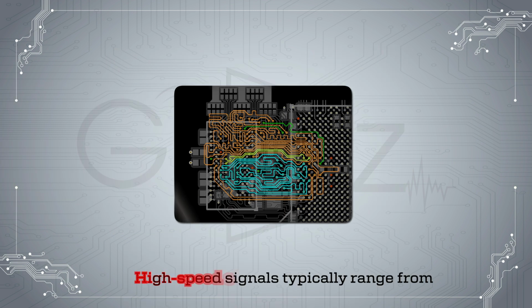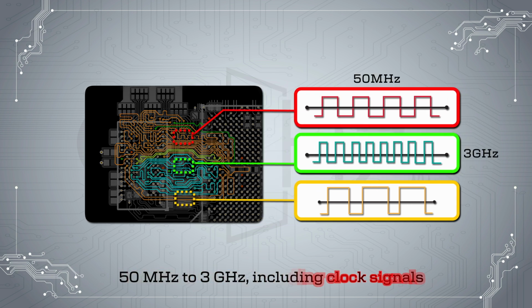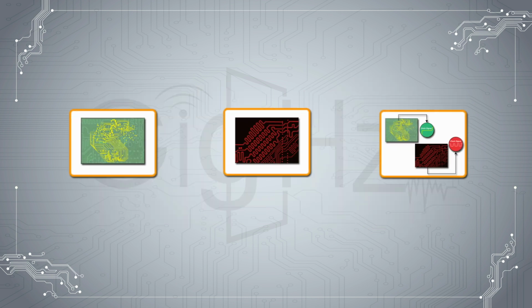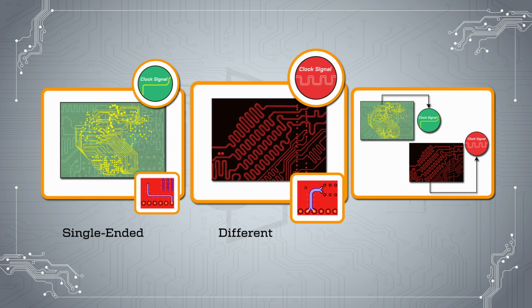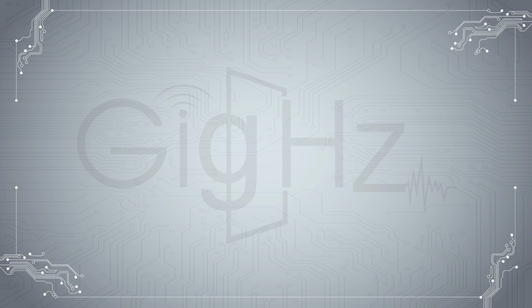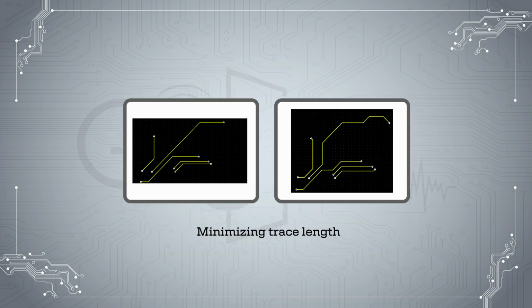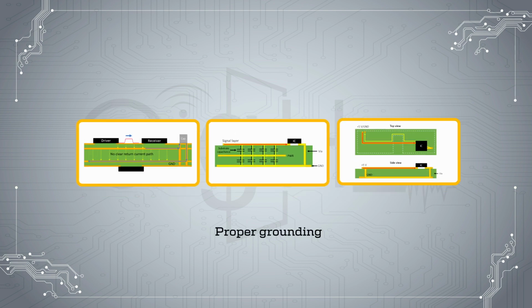In summary, let's review the key takeaways from high-speed signal design. Mastering high-speed signal design is crucial for optimal data transmission. By understanding signal types like single-ended, differential pairs, and clock signals, you can ensure efficient PCB layouts. Key practices like controlling impedance, minimizing trace lengths, and grounding effectively maintain signal integrity.